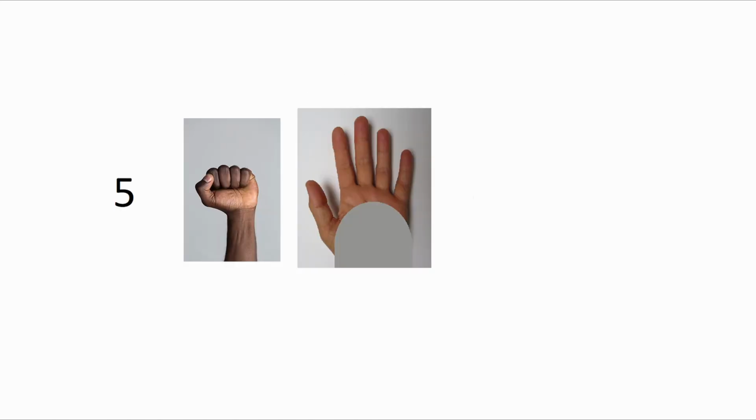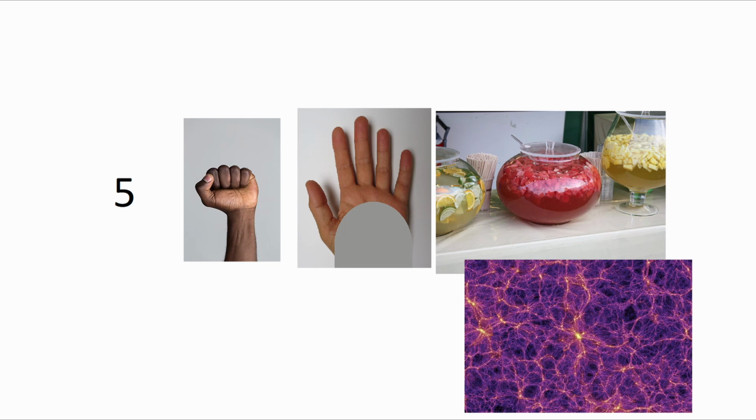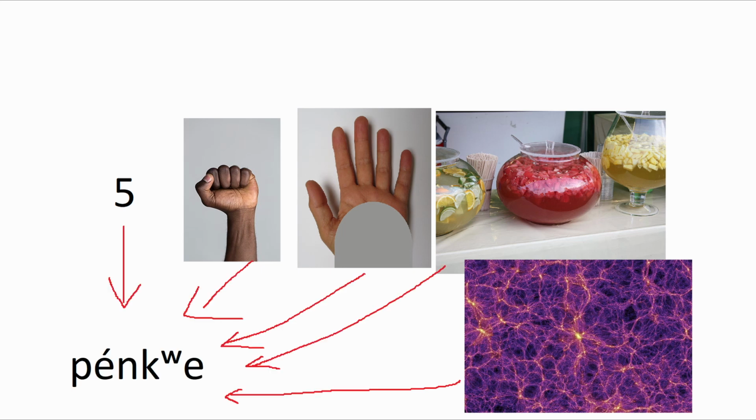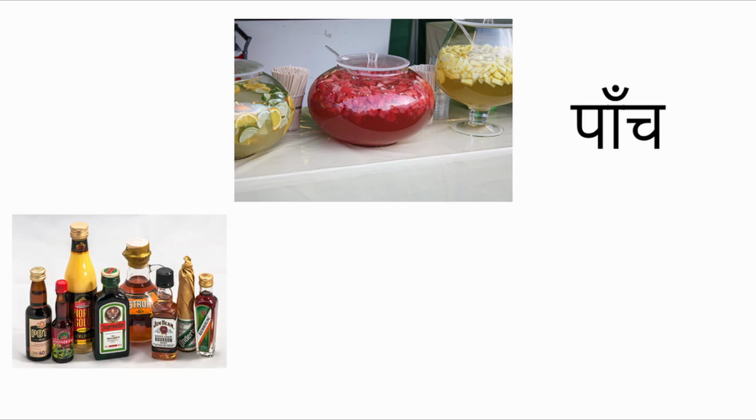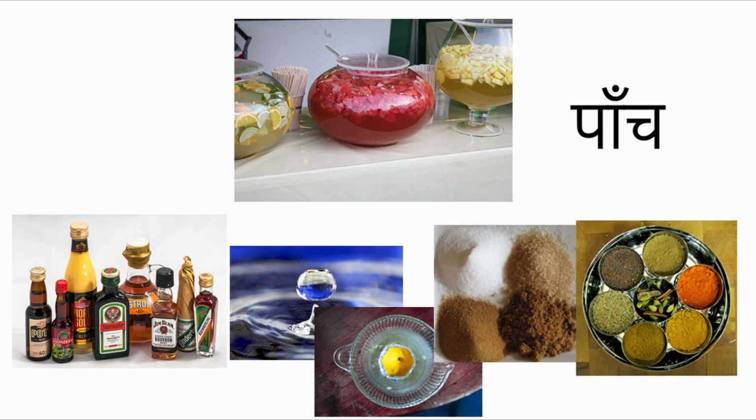Next we can move up a few numbers, or ciphers, up to 5. The words 5, fist, finger, punch, and quintessential all derive from the same word. Proto-Indo-European penque, meaning 5. The punch here refers to the drink, from Hindi panch, meaning 5, referring to the original recipe's 5 ingredients: spirits, water, lemon juice, sugar, and spice.